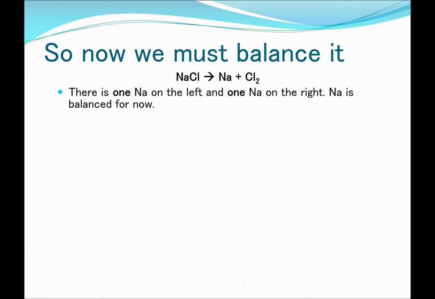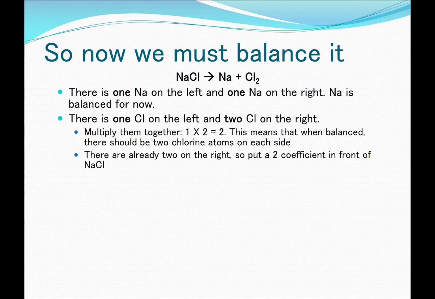How could we do that? Well, the sodiums look good for now, 1 and 1 on each side of the arrow. For now it's balanced, that might change. So we have 1 chlorine on the left, 2 on the right, so we multiply that together. And that's going to give us the total that we need when the equation is balanced. So 2 times 1 gives us 2. We should have 2 chlorines on either side of the arrow when the reaction is balanced. So there's already 2 on the right, so we're good there. So we're going to put a 2 in front of the NaCl to give us 2 chlorines.